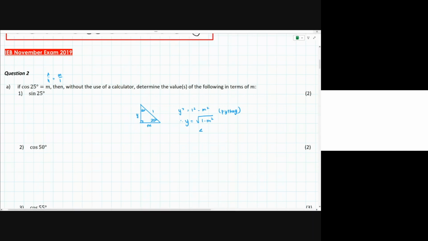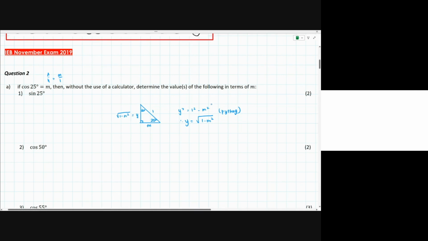If it was 4m squared being square rooted, then yeah, absolutely, 2m. But because it's two separate terms, we cannot square root individual terms. We're square rooting the whole value of that expression, so I leave it there. And so now I know that this value here is square root 1 minus m squared.